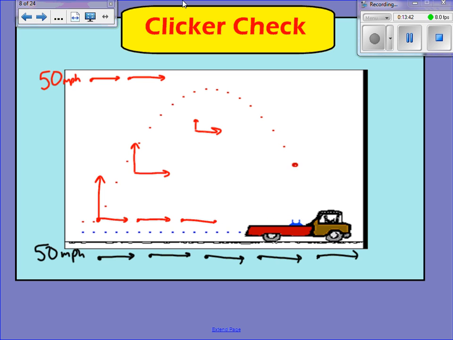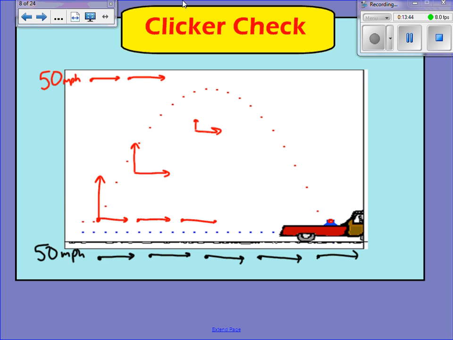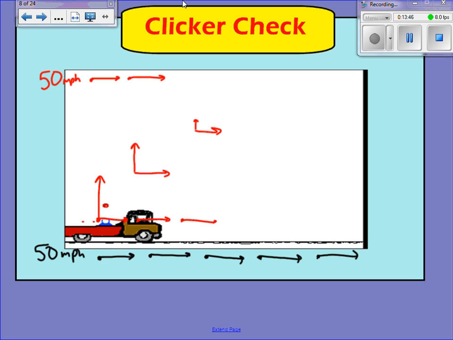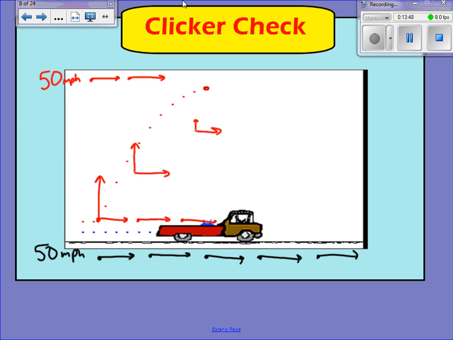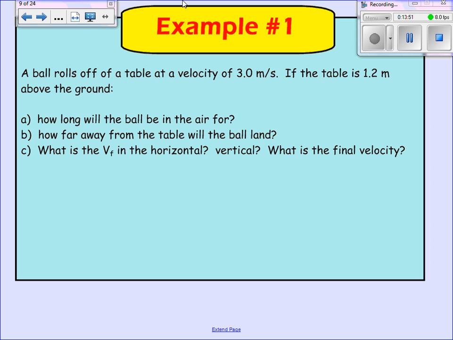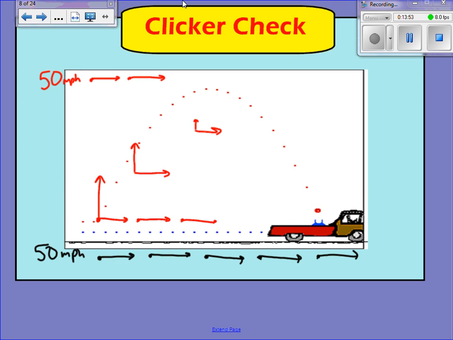Because the ball and the truck in this video both move at a constant velocity, they must be at the exact same point when it lands. We will do that sample problem in the next video.